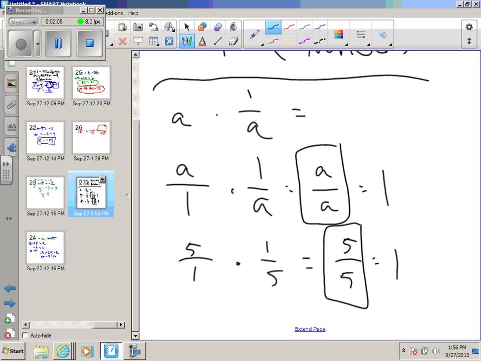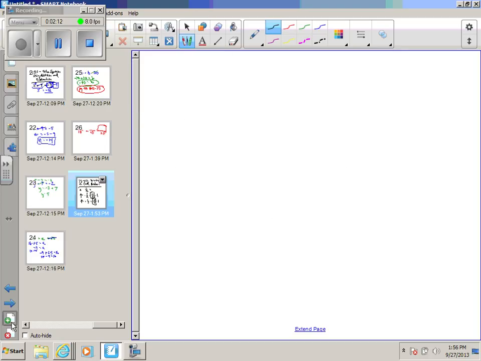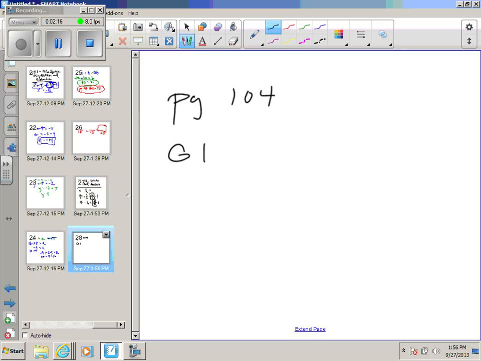Turn to page 104. Guided practice, right in the middle of the page. Number 1 through 4, they want the multiplicative inverse of each number. Give it a shot.